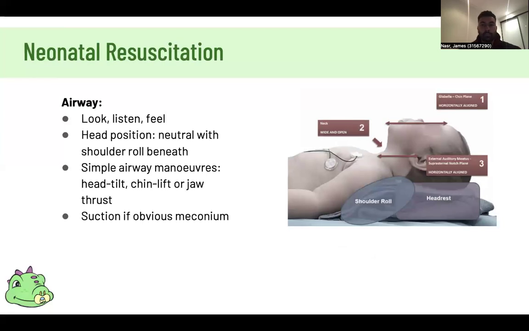Like in adults, the next thing to do is to look at the airway. So having a look, listen, and feel for any airway obstruction. In terms of the ideal head position, it's normally neutral. Putting a shoulder roll, like a roll-up towel or whatever, beneath the shoulders can help to maintain that position and keep the airway open. And then your simple airway maneuvers, again, are the same as for adults, so a head tilt chin lift or a jaw thrust. And then suction is normally recommended if there's obvious meconium, it's not recommended for any other cases.